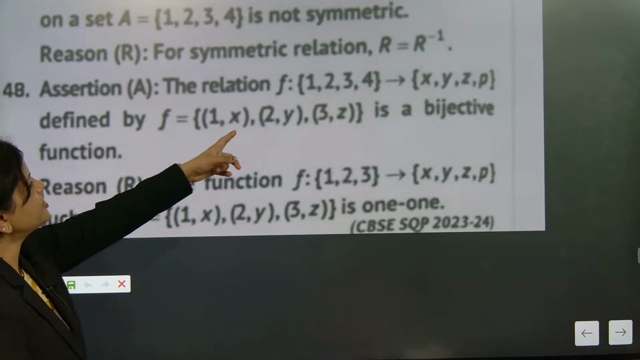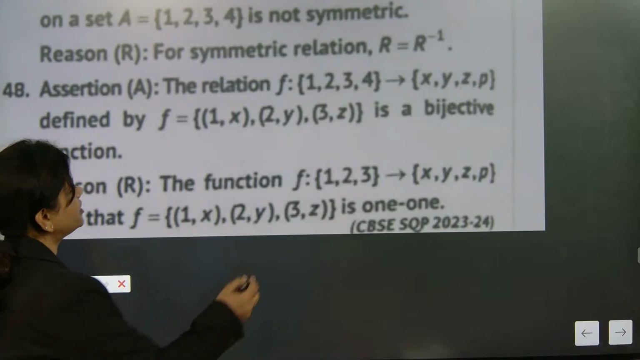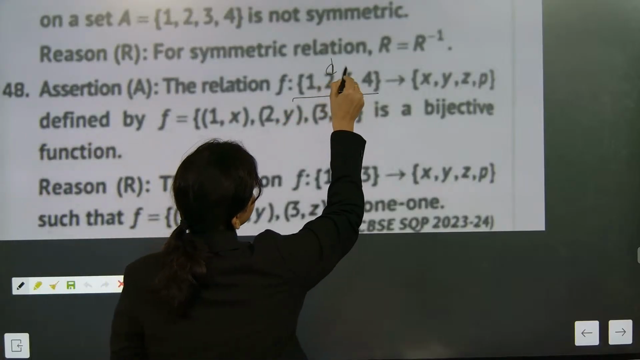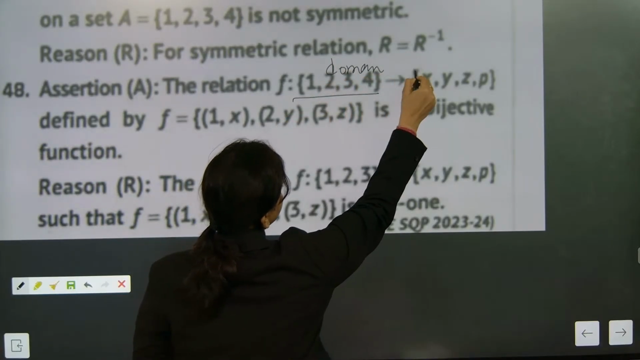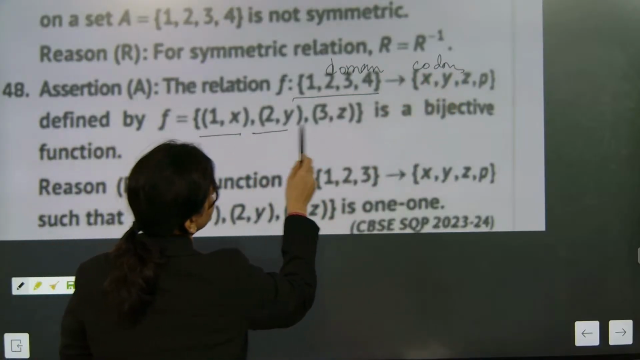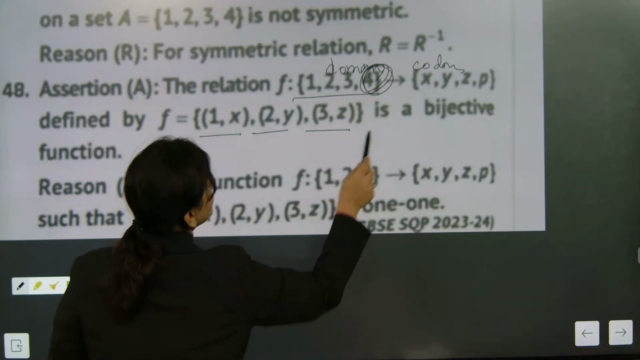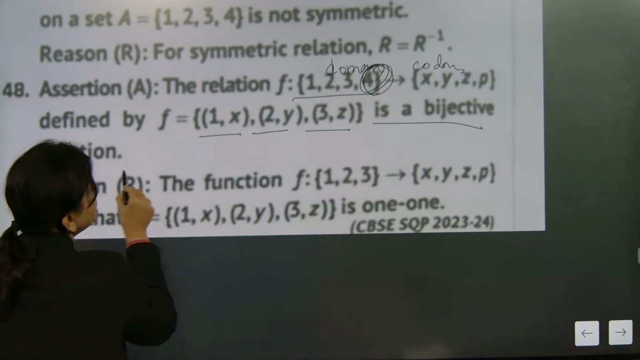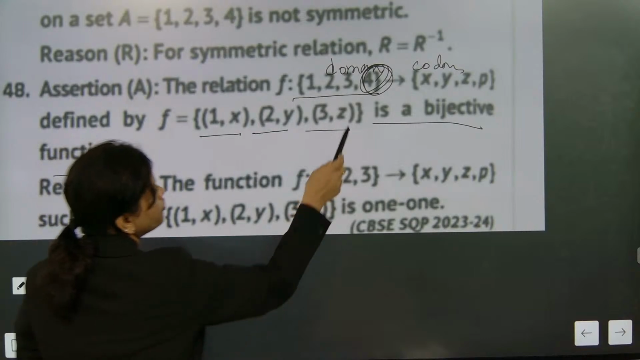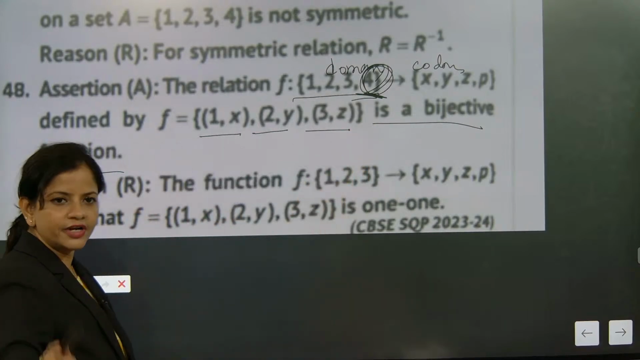Now look here. The relation is defined from {1, 2, 3, 4}. This is the domain and this is the codomain. So 1 is mapped with x, 2 is mapped with y, 3 is mapped with z. But the fourth element is left. Is it a bijective function? How can it be possible? Because the fourth domain element is not at all mapped. So first of all, it is not at all a function.